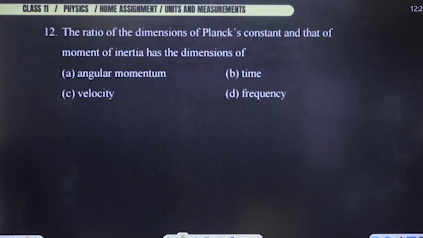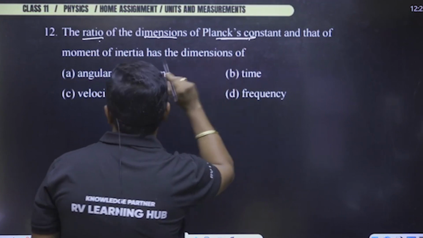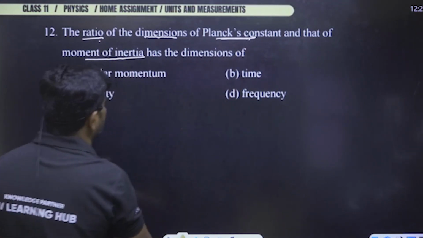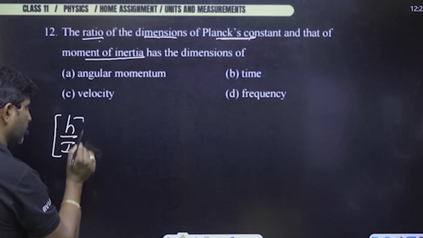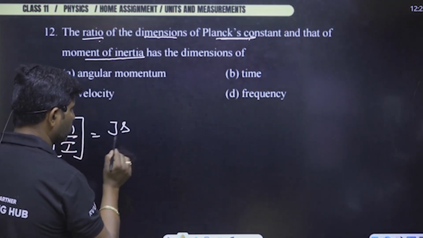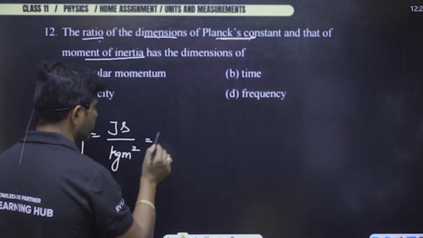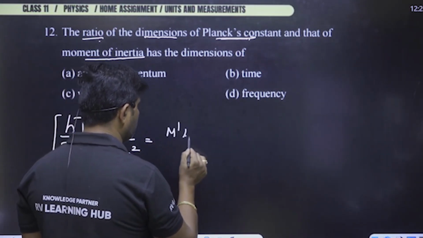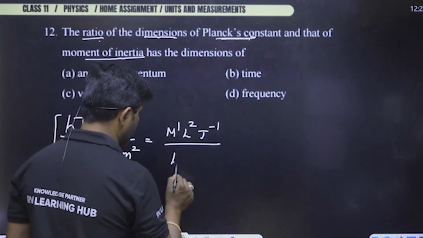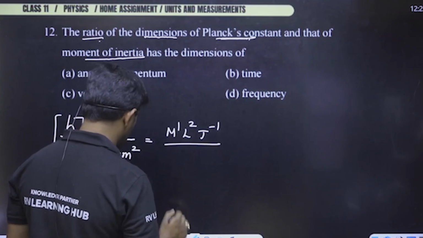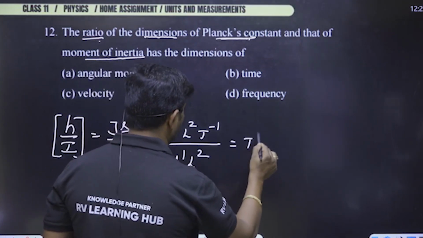Let us see the next question here. The ratio of dimensions of Planck's constant and that of the moment of inertia. So dimensions of Planck's constant to that of moment of inertia. See here, joule second, and moment of inertia is kg meter square. So observe this here, m power 1, L power 2, T power minus 1 divided by m to the power of 1, L power 2. You will get T power minus 1.